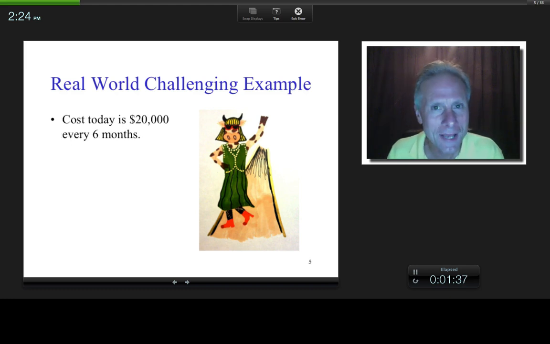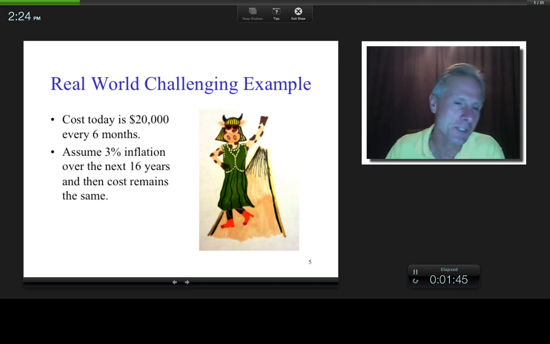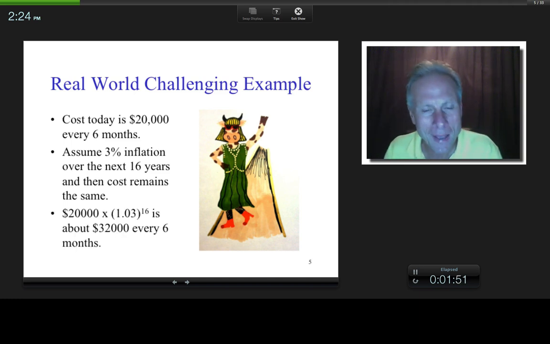Now, imagine today the cost for college is, say, $20,000. That's for every 6 months. And let's say she tells me, well, we want to assume 3% inflation. So if you do sort of a back-of-the-envelope calculation, 20,000 at 3% in 16 years, this isn't exact. We're just kind of figuring this out roughly. About $32,000 every 6 months.